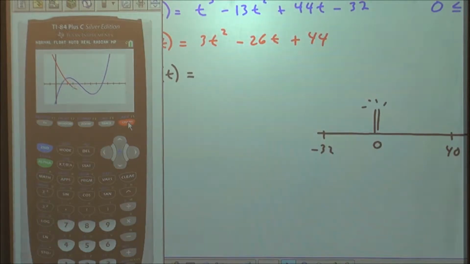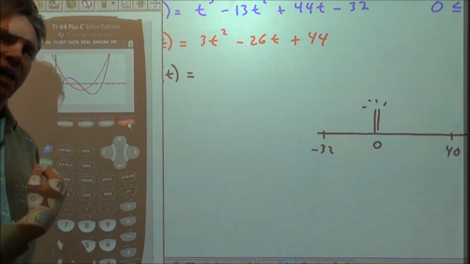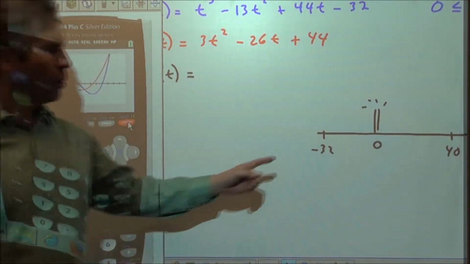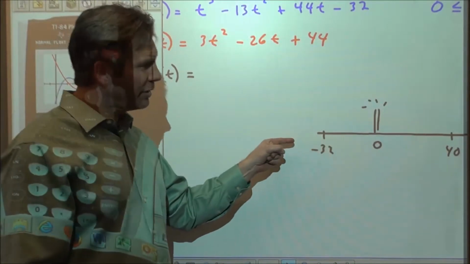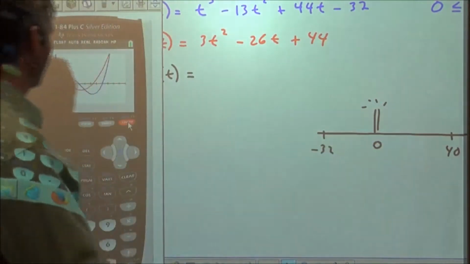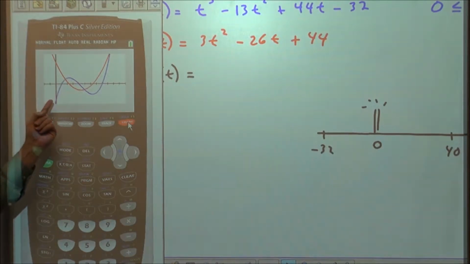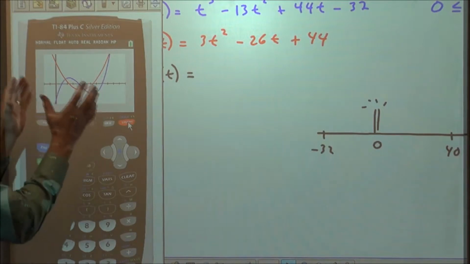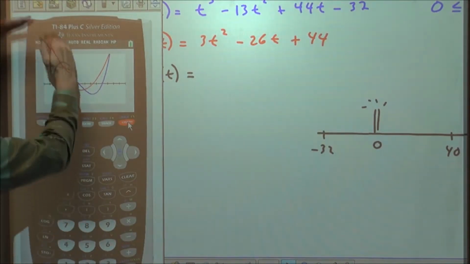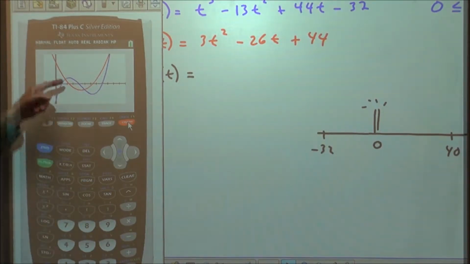Sure enough, we need to reconcile the fact that this velocity function is above the x-axis, meaning the velocities are positive whenever the mosquito is moving to the right. And so the mosquito here is moving to the right. It started at negative 32 feet, it made it up to 0 feet, and even went past the lamppost. That's why the velocity function has values above the x-axis up in here.